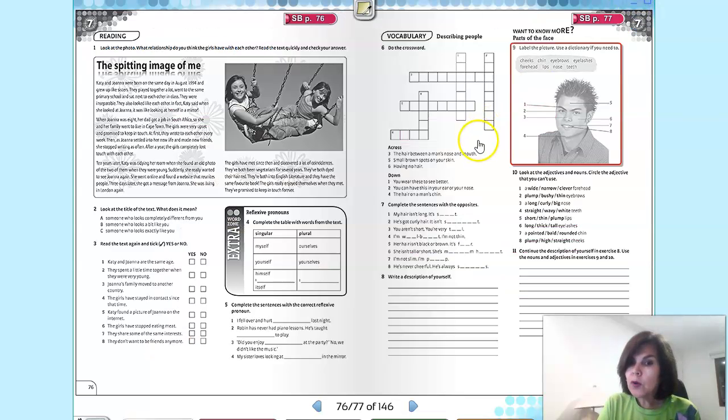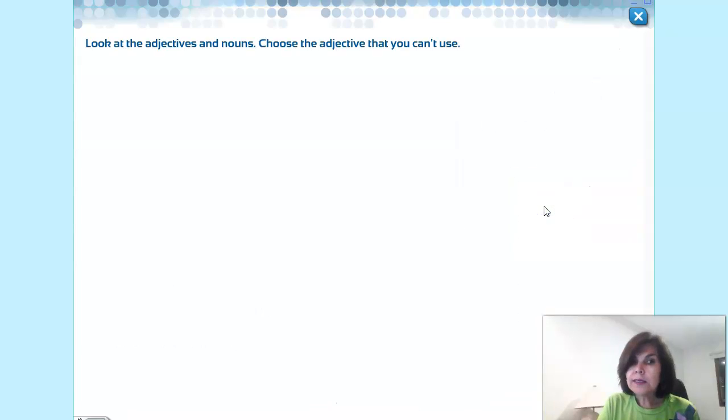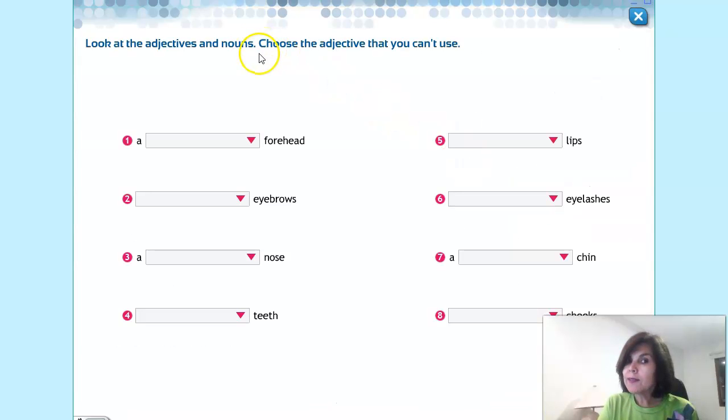Now that you know the words, what you need to do is look at the adjective and nouns and choose the adjective that you cannot use. For example, we have a forehead. You can have a wide forehead, narrow forehead, but you cannot have a clever forehead. So you need to give us the one that doesn't belong there, okay?